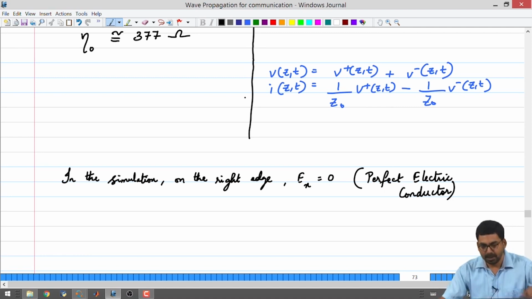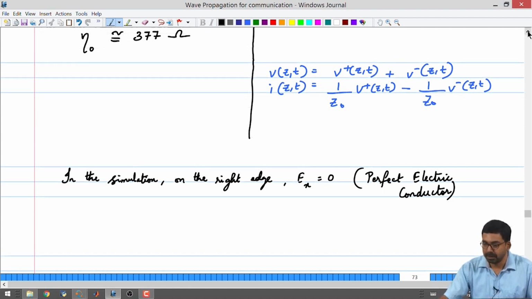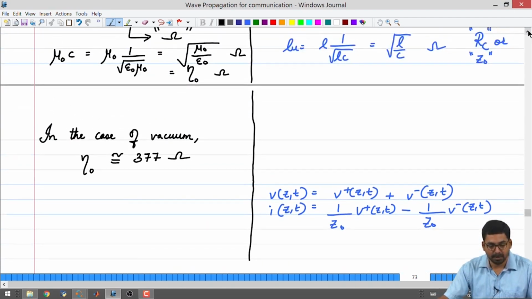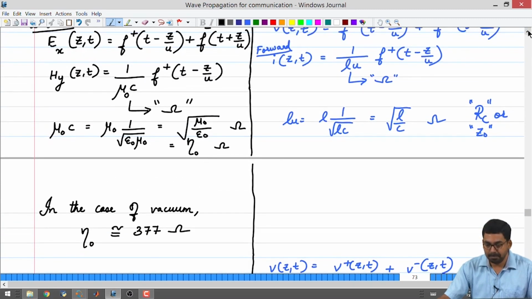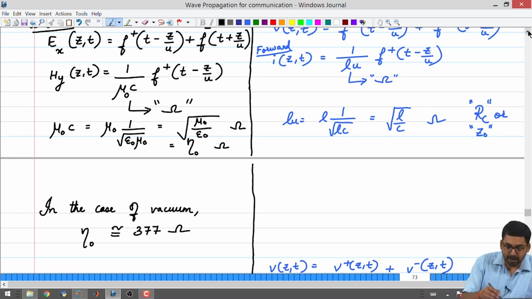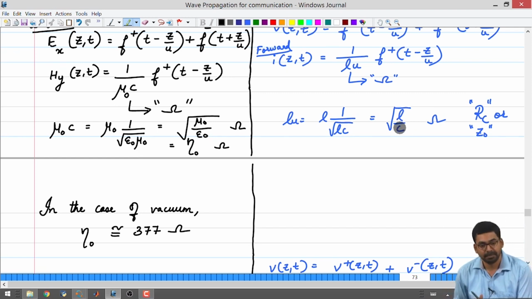There are some quirks that we may have missed in the previous case, all right. I will just fill that up. Okay. Eta naught in the previous class was mentioned to be 377 ohms, and this was calculated from mu naught C, all right. So, it is mu naught divided by square root epsilon naught mu naught, and you get square root of mu naught by epsilon naught, and the equivalent in the transmission line was considered to be square root of L by C.